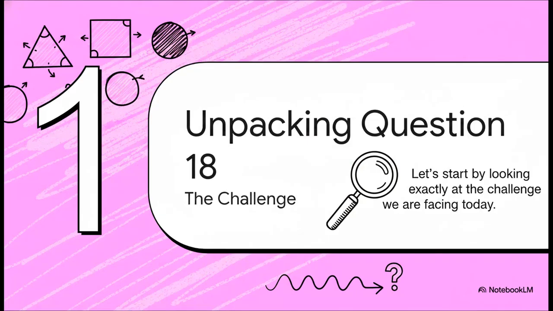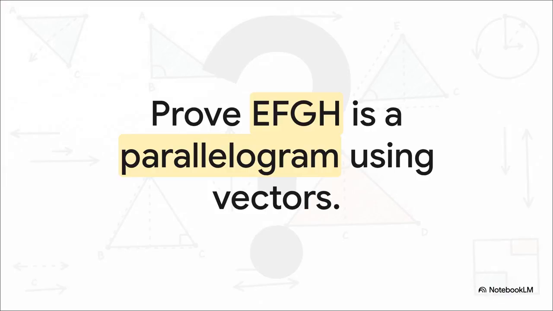Okay, step 1, unpacking question 18. Now just look at how much information is packed into these few short sentences. We're given a quadrilateral, A, B, C, D, along with 4 midpoints, E, F, G, and H, on their respective sides. We also have 3 initial vectors to work with right off the bat. Vector AH is A, vector AE is B, and vector DG is C. So what is our ultimate goal here?